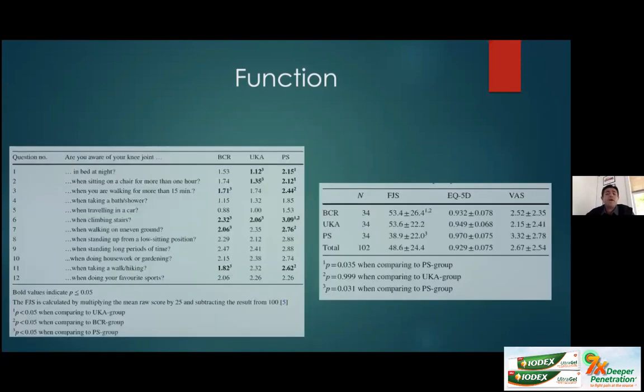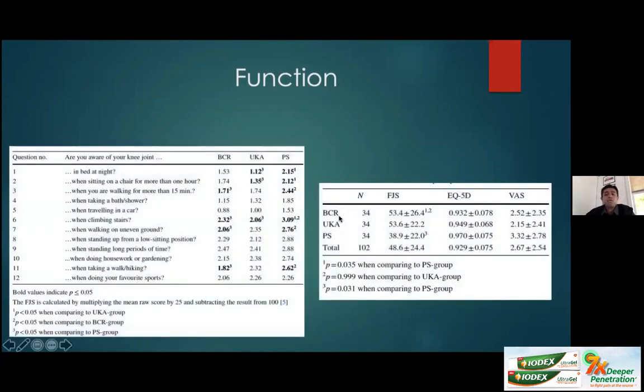And what they found was that a bicruciate retaining knee and a uni seem to have similar forgotten joint scores, but a posterior stabilized total knee seemed to have lower forgotten joint scores. So there may be some benefit in forgetting that you have a total knee replacement if you use some of the newer designs, or if you apply kinematic principles such as a uni.